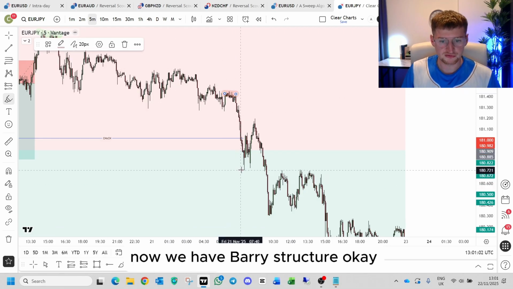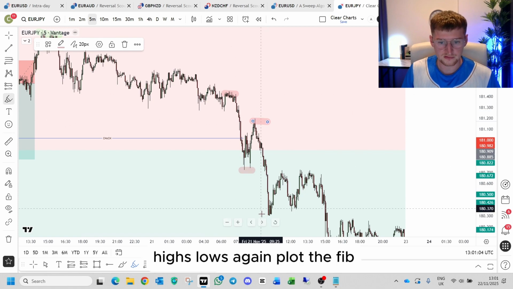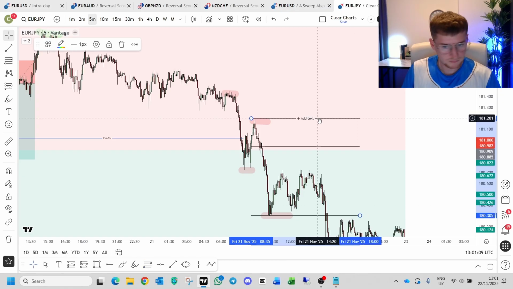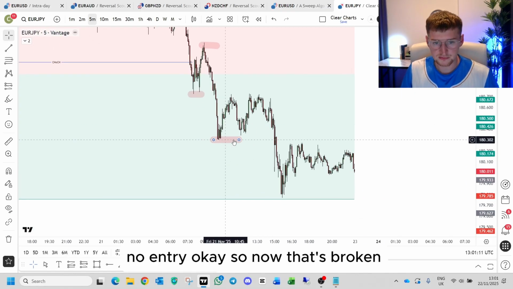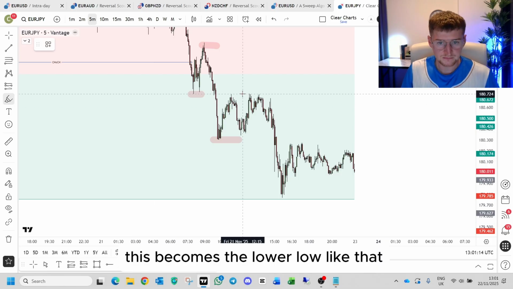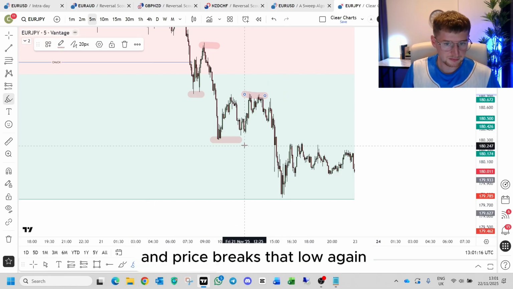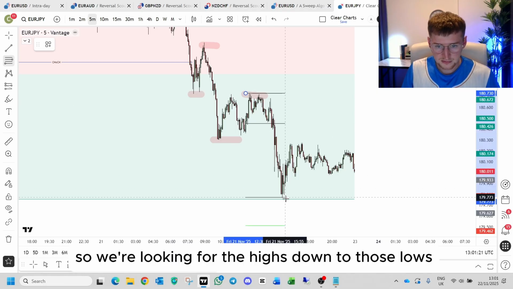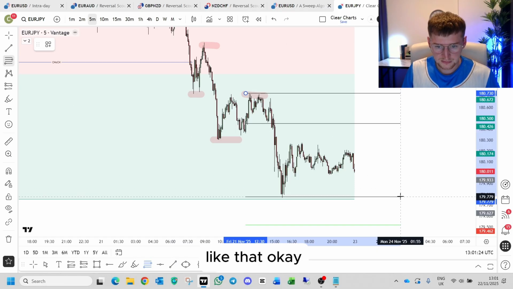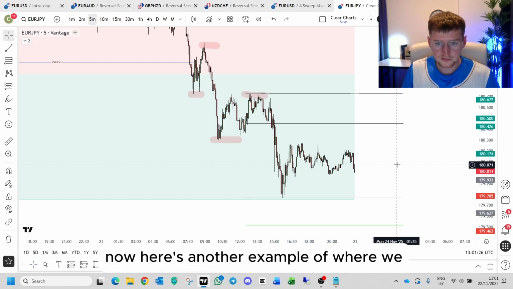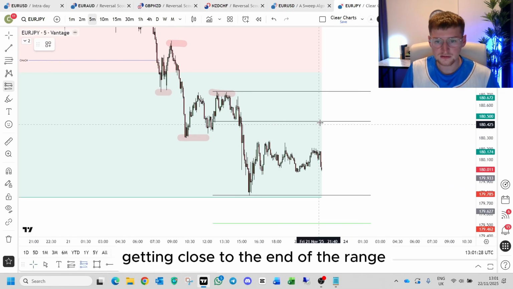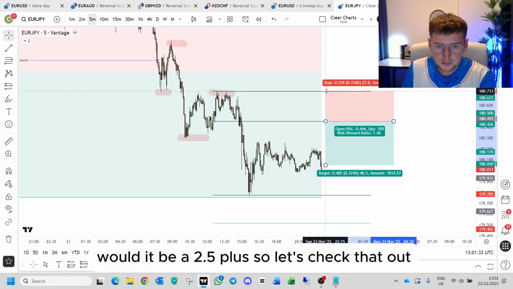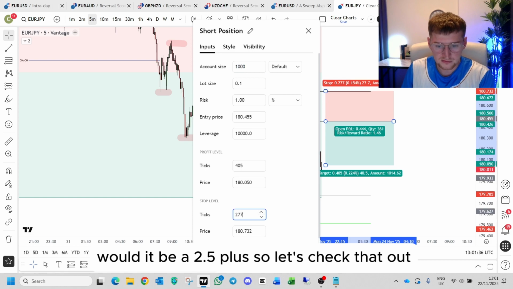Now we have bearish structure, okay? So we're looking at highs, lows. Again, plot the fib. No entry, okay? So now that's broken. This becomes the lower low, like that. And price breaks that low again. So we're looking for the highs down to those lows, like that, okay? Now, here's another example of where we're getting close to the end of the range. Even if we had this trade here, would it be a 2.5 plus? So let's check that out.